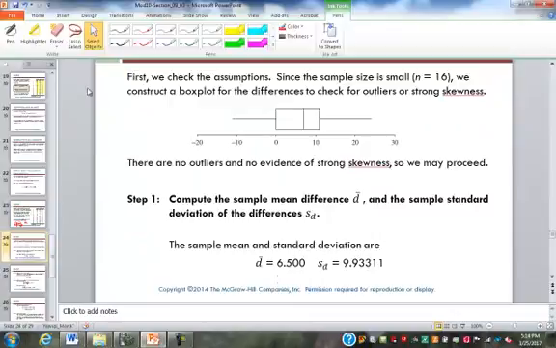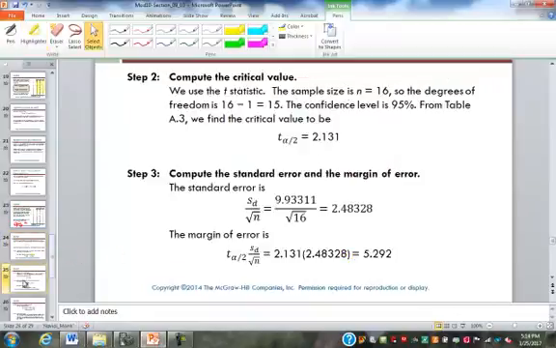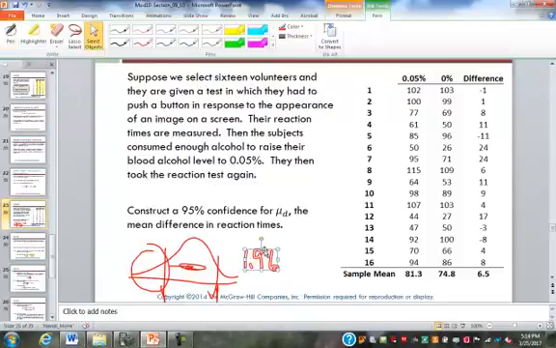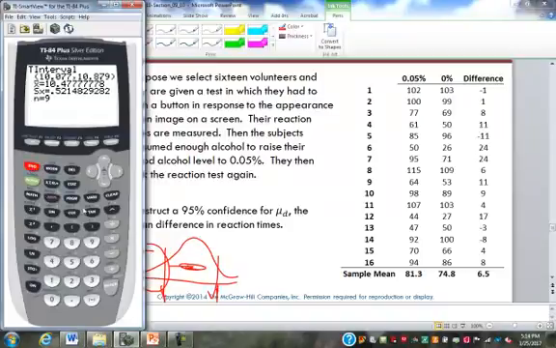So, as we saw, our mean difference is 6.5. The standard deviation of those differences looks like it's 9.93311. Critical value, they're finding, oh yeah, it can't be 1.96. This is not a Z interval. It is a T interval, so we have to use the T distribution. 15 degrees of freedom because the sample size is 16. So 15 degrees of freedom, 0.975. Let's go ahead and do that on the calculator.